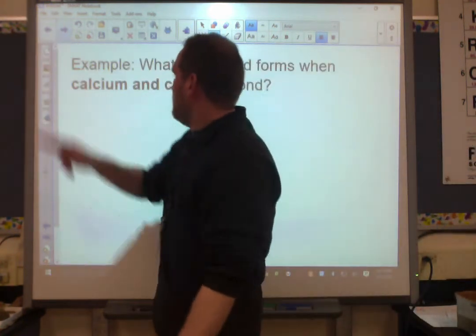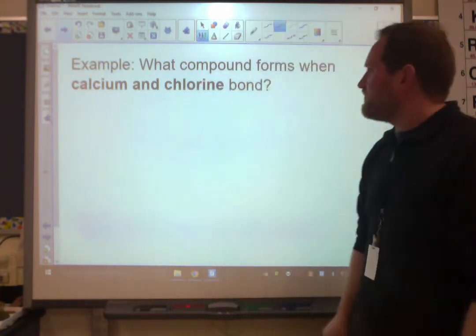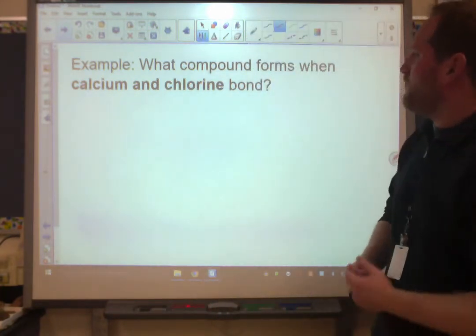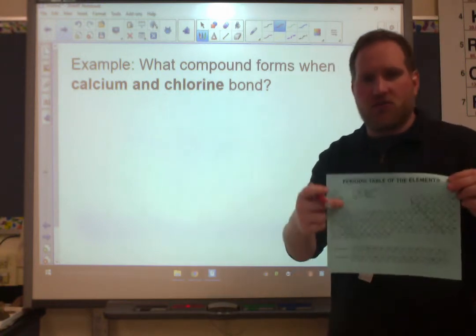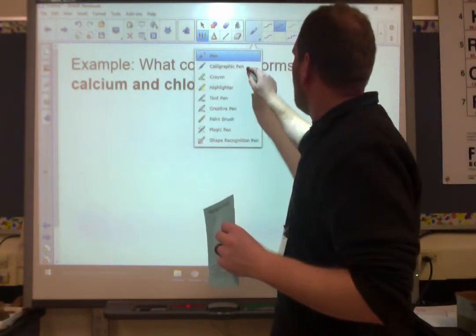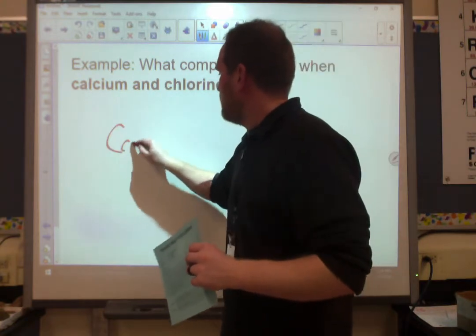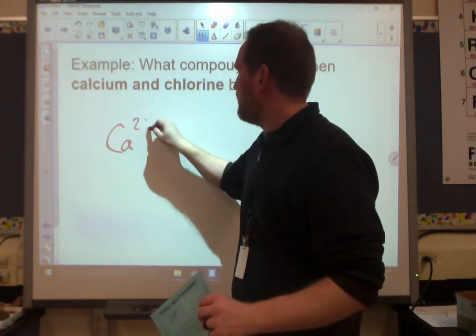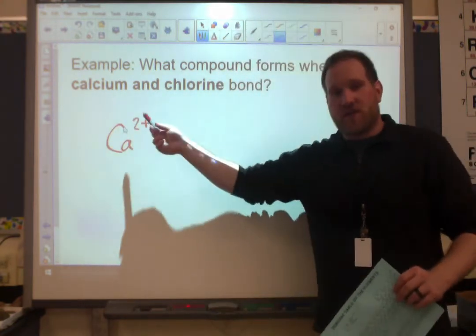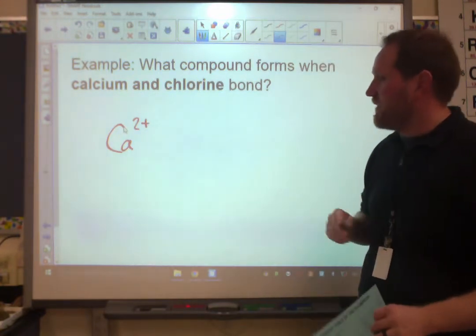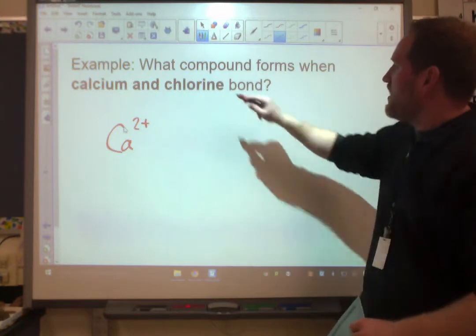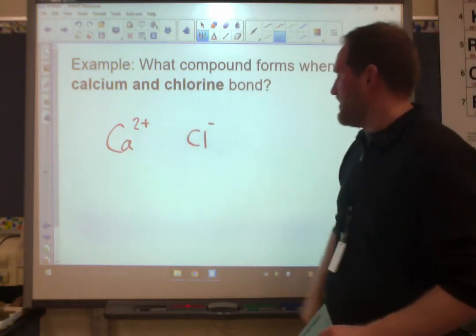All right, let's do a couple quick examples here. So for example, what compound forms when calcium and chlorine bond? Calcium on the periodic table is in group 2A, and you should know that it forms an ion of Ca2+. You really should get in the habit of putting the 2 before the plus. Charges should be written that way. So it's Ca2+, and chlorine is Cl-.